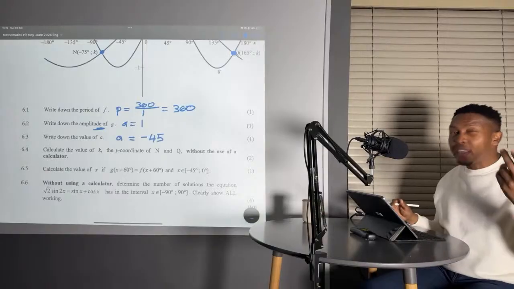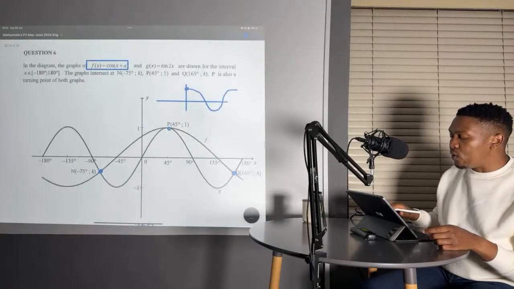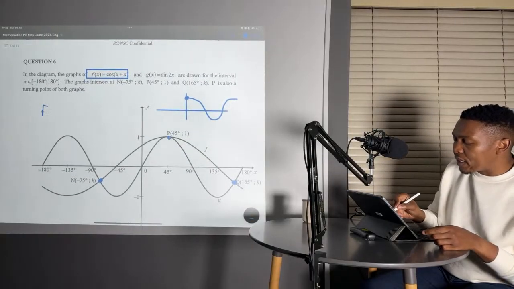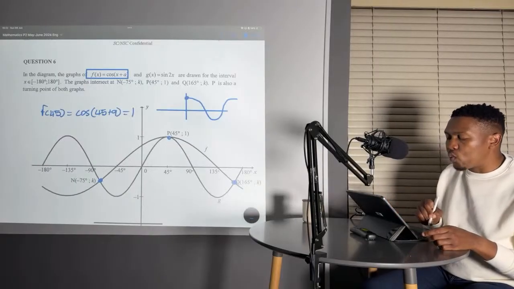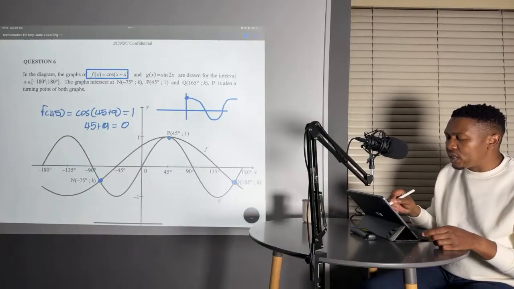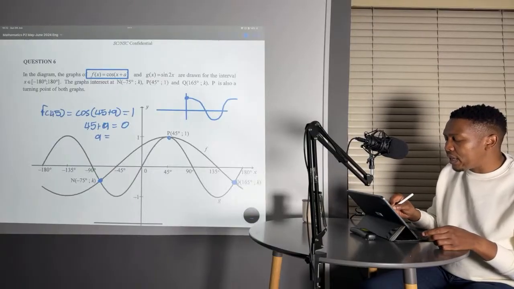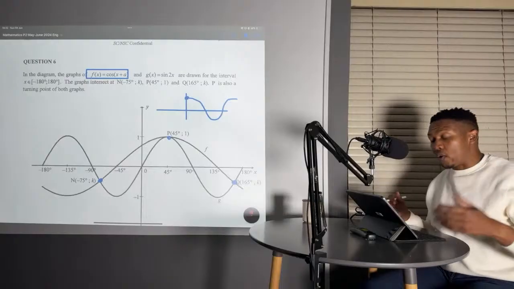That's minus 45. Another way that you could have done this is you could have actually substituted the value at P, that is f of 45, which is equal to cos of 45 plus A. But what is it equal to? It's equal to 1. So you'll say 45 plus A is the arc cos of 1, which is equal to 0. And in this case, A is minus 45. So you can do that by actually substituting one of the points that you have.